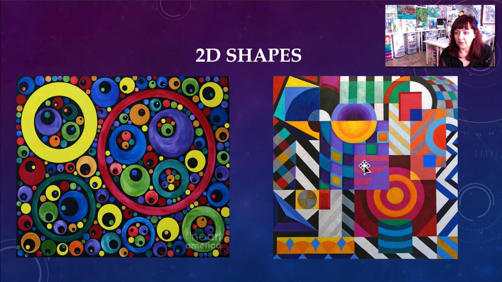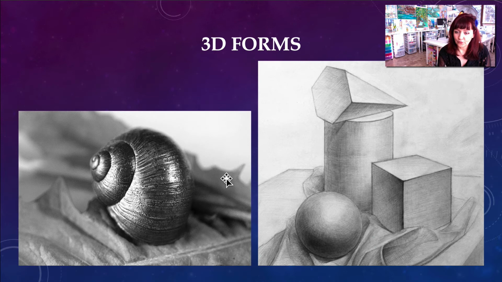Here are some examples of 2D shapes. We have circles, pretty much everything is a circle, different sizes and shapes of circles. And this one also has some shapes that are half circles, some squares, rectangles, and triangles. And here are forms. Forms have 3D dimension, right? They're three-dimensional, like a cube, a cylinder, a globe, or you could find natural forms in nature.